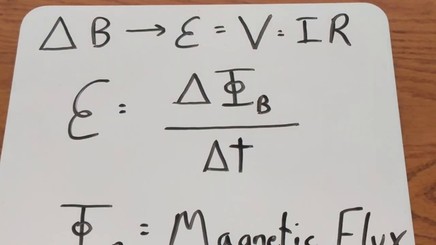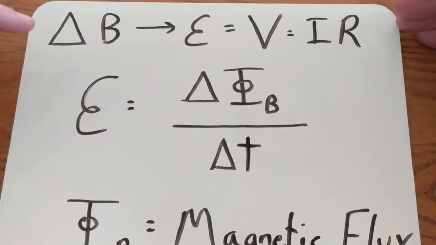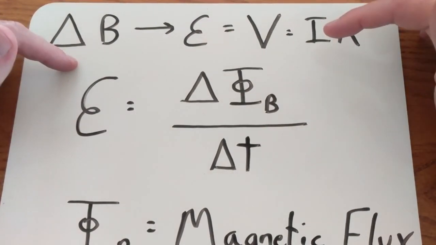Welcome to a lesson on electromagnetism mathematics. In this lesson, we're going to explore some of the basic equations of electromagnetism and applications of electromagnetism. The way it starts is with Faraday's discovery that a changing magnetic field produces current.